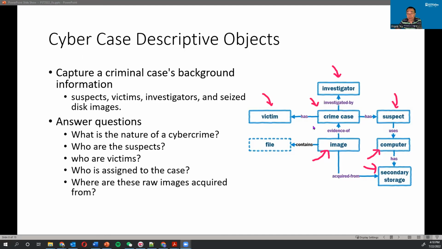This type of object is used to answer questions such as what is the nature of the cybercrime, who are the suspects, who are the victims, who is assigned to the case, and where those raw images were acquired from.